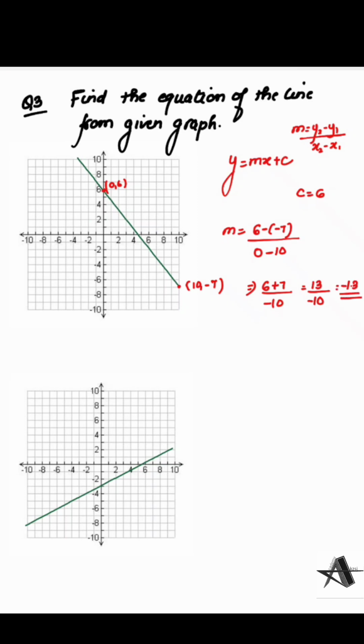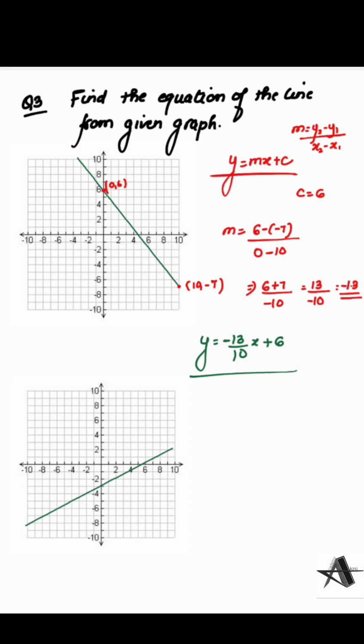Better is whenever you are writing the equation of a straight line, don't use decimals. Instead, use fractions, because if you have seen the standard equations, they don't have decimals in them, they have fractions. So I'm using the fractional one, which is -13/10 as gradient. Finally, once I have calculated the value of m and c, I need to substitute it. So y = -13/10 x + 6. This is my final equation.